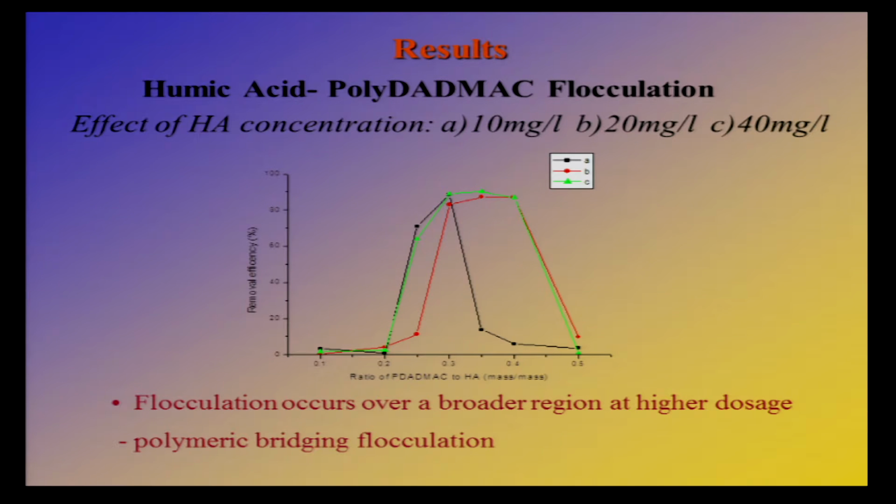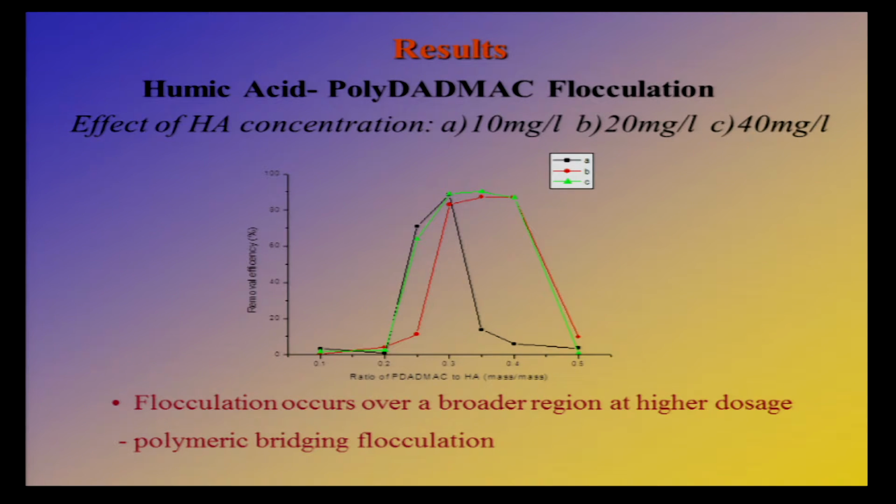So now let's have a look at what happens as we change the humic acid concentration. So what I've done is, again, I've looked at the removal efficiency of the humic acid as a function of the ratio of polydadmac to humic acid. But in this case, instead of changing the pH, I'm going to change the amount of humic acid itself. So line A, which is the black line, is using 10 milligrams per liter. Line B, which is the red line, is using 20, and then line C, which is 40, is the green line.